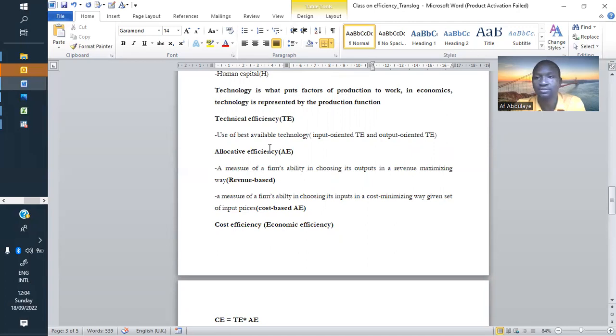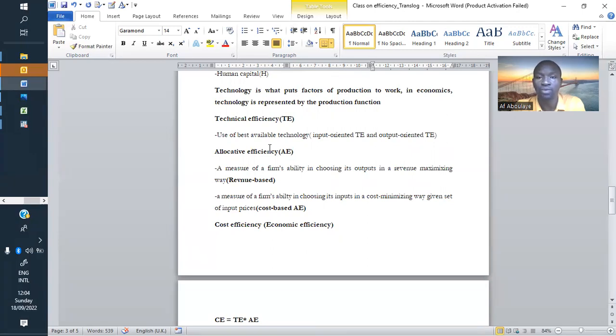When do we say that a farm is input-oriented technically efficient? When at some point we are using a defined quantity of input to produce a defined output, and we are able to reduce the input while holding constant the output we are producing. At this moment, we can say that this farm is technically efficient, input oriented.